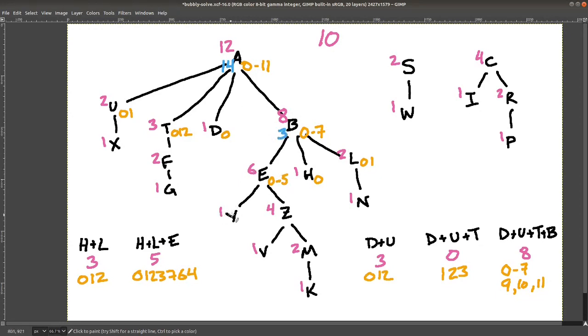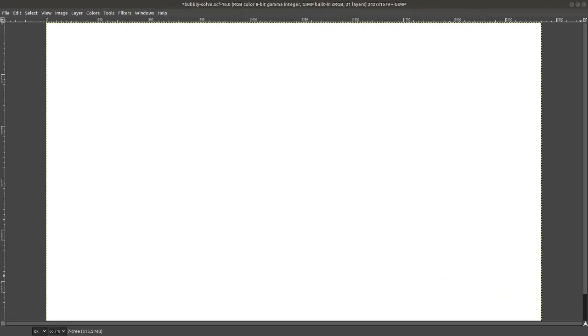3, 6, 1, 4 is 0. Yeah, 3 and 6 is 5, and 1 and 4 is 5, so that's 0. So we can stop going that way. 3 and 1 is 2. 3, 2, and 1 is 0, so we can stop there. We didn't have to find many blue numbers at all. All right, great. E and L. All right.